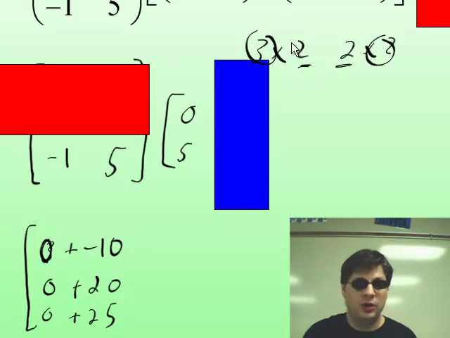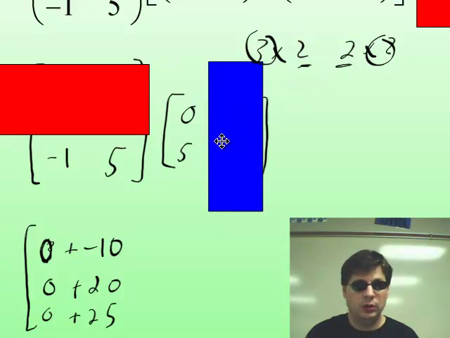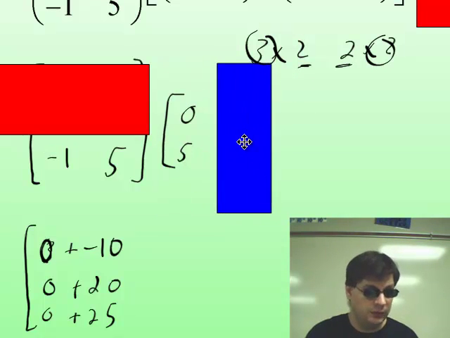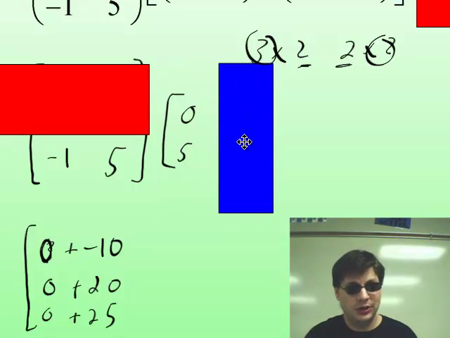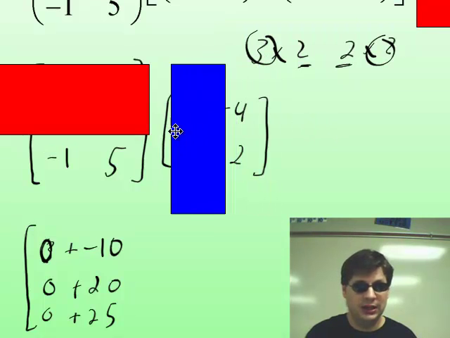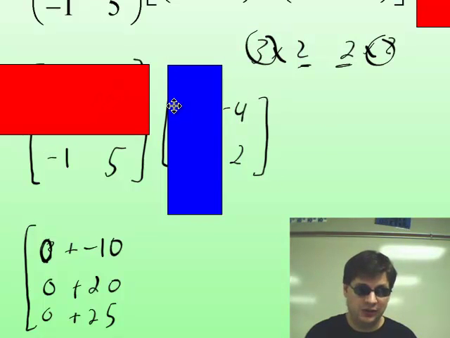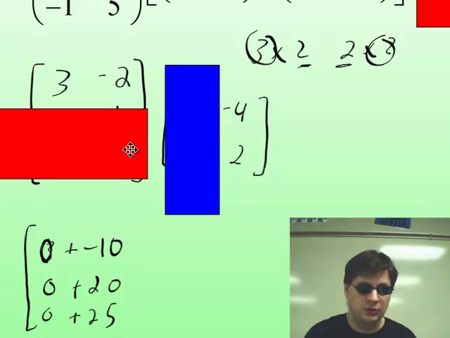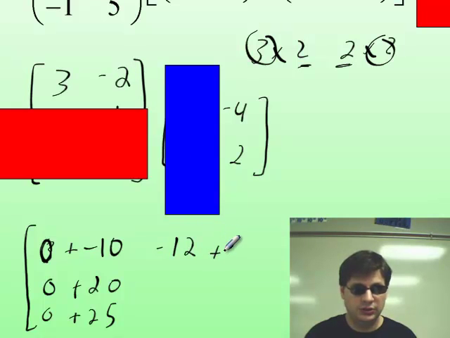Okay, now that we've done all the rows in the first matrix with the first column in the second matrix, now we're going to do all the rows in the first matrix with the second column in the second matrix. So I'm going to cover up the bottom 2, and we start this process again, but with the second column. So 3 times -4 is -12. -2 plus 2 is -4.